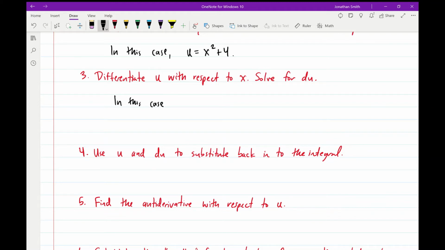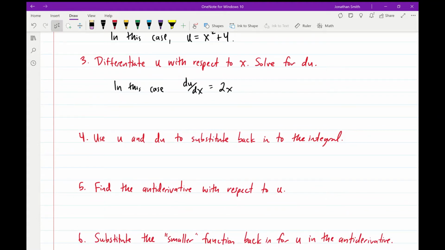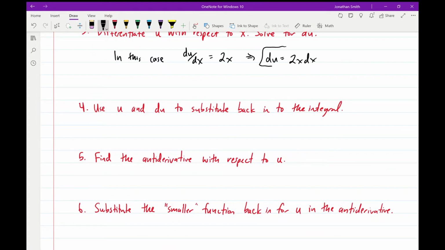So here, since u is equal to x squared plus 4, the derivative of u with respect to x is equal to 2x. And from here, I can multiply both sides by dx and get du is equal to 2x dx. So that's the end of this step. And now we want to use the u that we defined and du to substitute back into the integral.